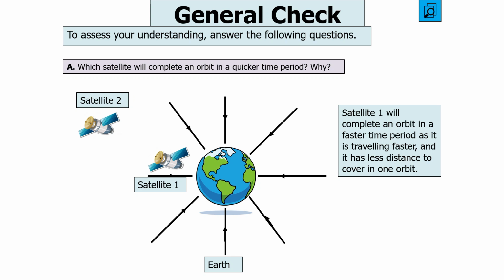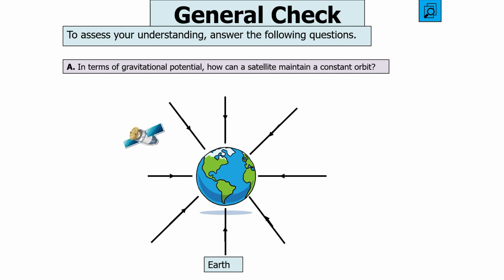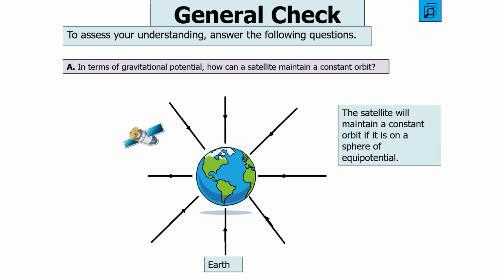In terms of gravitational potential, how can a satellite maintain a constant orbit? The satellite will maintain a constant orbit if it's on a sphere of equipotential.